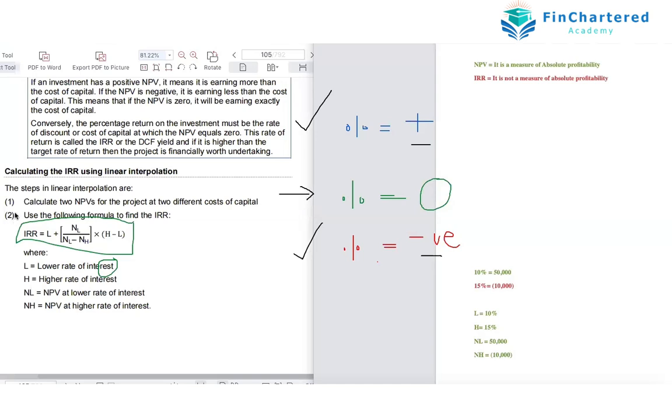For example, say at 5%, your NPV is positive 800. And at 18%, again, higher rate, you have an NPV of negative 200. So you know that your IRR is between 5 and 18%. So you can take 5% as your lower rate, which will be L, and 18% as your higher rate, which is H. The NPV of the lower rate is NL, and the NPV of the higher rate is NH. If you substitute this in the formula, you will get the IRR. Is that clear?